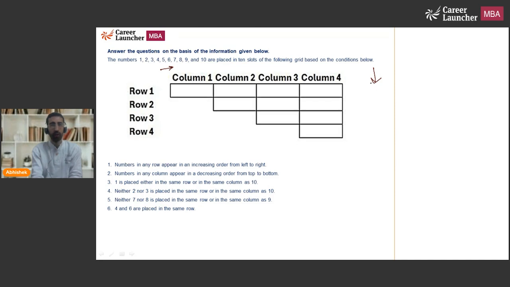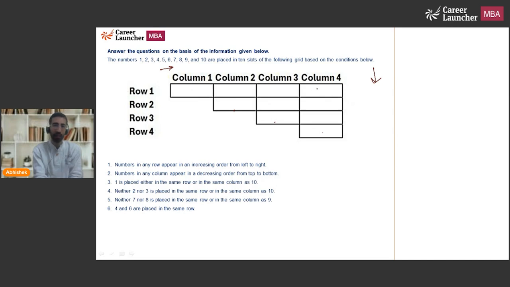Where will your smaller numbers lie if I want to organize? In terms of the columns, on the left, right? On the left, and in terms of rows, on the left. In terms of columns, the smaller numbers will lie at the bottom, and the higher numbers will lie on the rightmost, as well as the topmost.